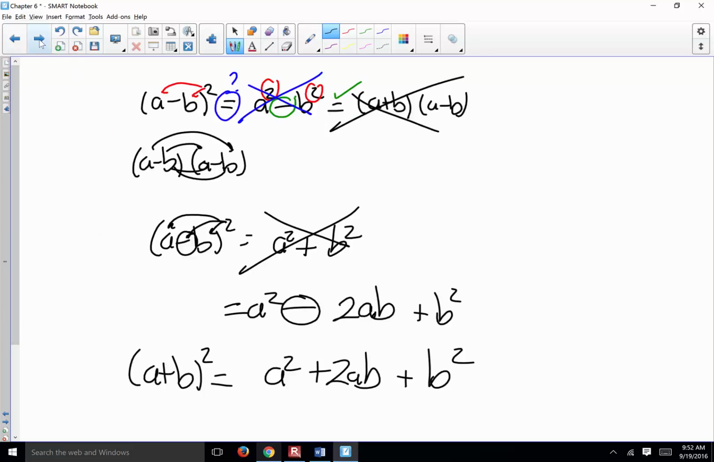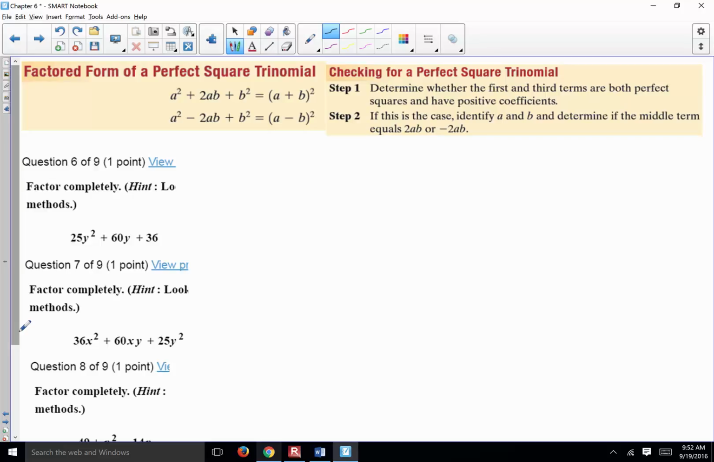Alright, we continue. Any questions so far? Are we too fast? Let me know, okay? We are using the same thing over and over. I just copied this. This is not new. When you have three items, the first and last terms are squares, and the middle term meets the requirement of twice the first and second term, we can pack it.